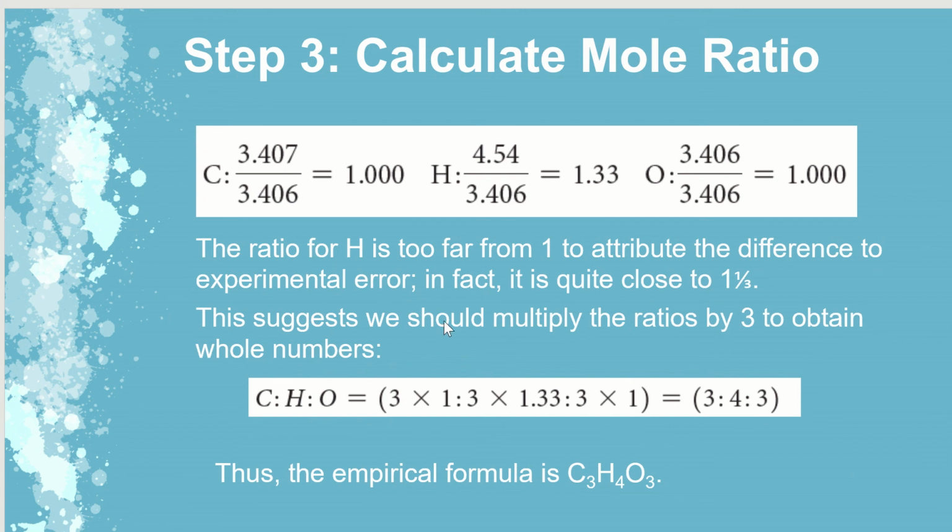And so because of that, it is suggested that we multiply the ratios by 3 to obtain whole numbers, right? So 3 times 1, 3 times 1 1/3, and 3 times 1 here. And if we do that, we'll get a ratio of 3 to 4 to 3, and that is our empirical formula.